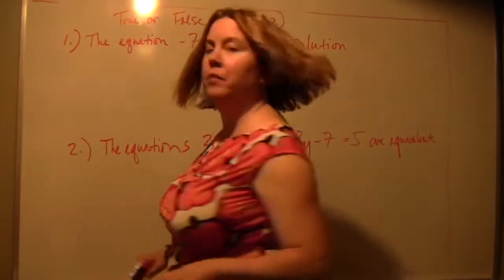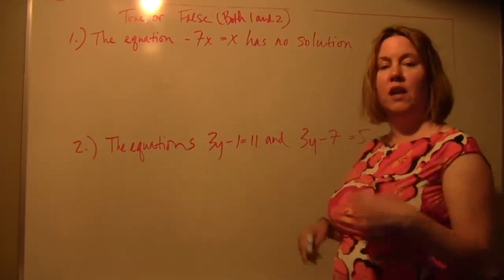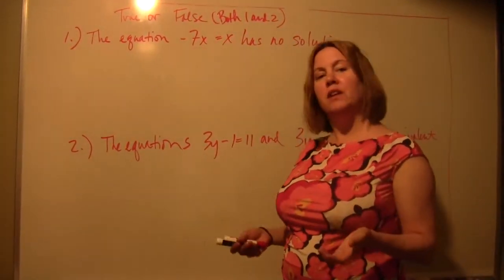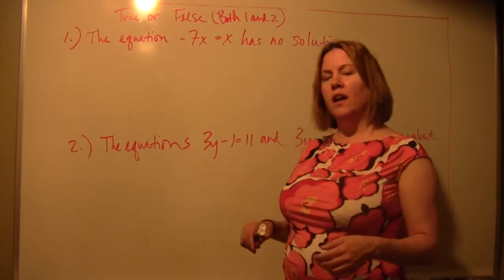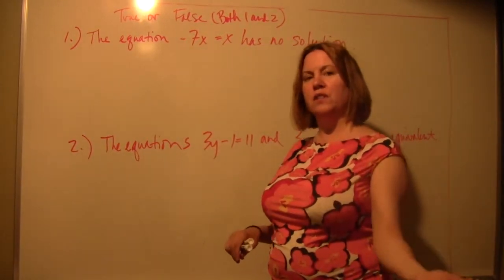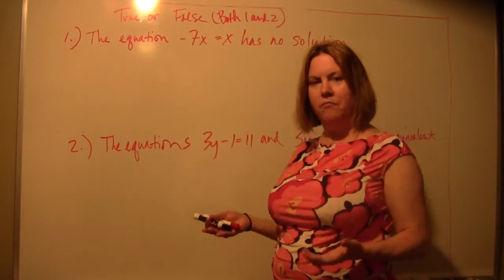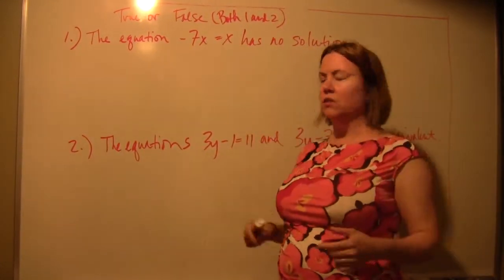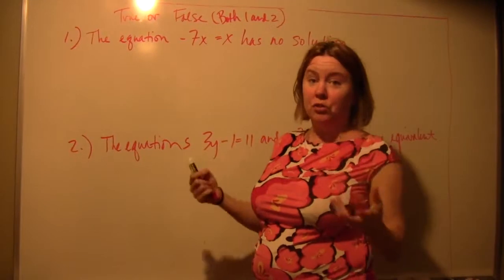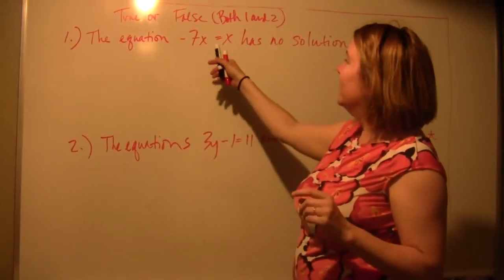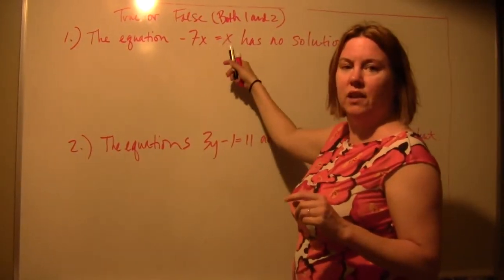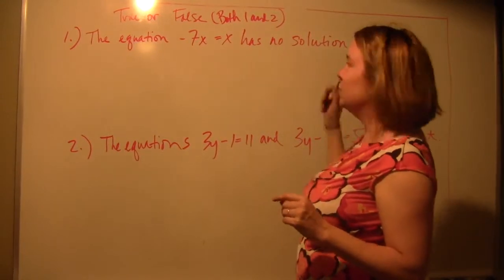Okay, now we're going to do 2 true-false questions. I like these kinds of questions because they make you think, and when you prove that something's true or false, you kind of have to have a reason behind why you say it, and we're going to go through those reasons, okay? So number 1, it says true or false. The equation negative 7x equals x has no solution.